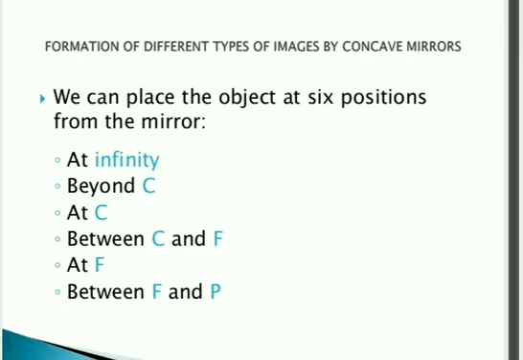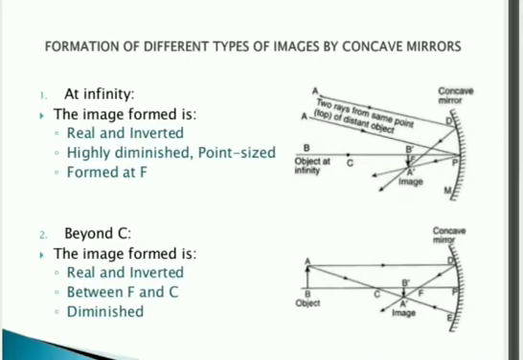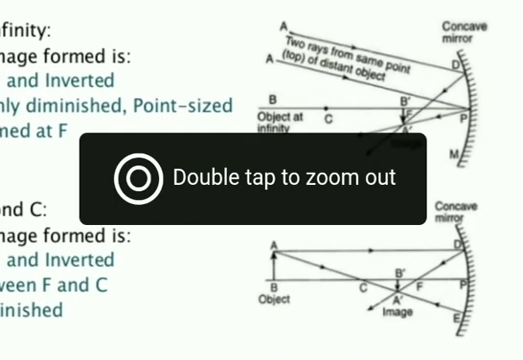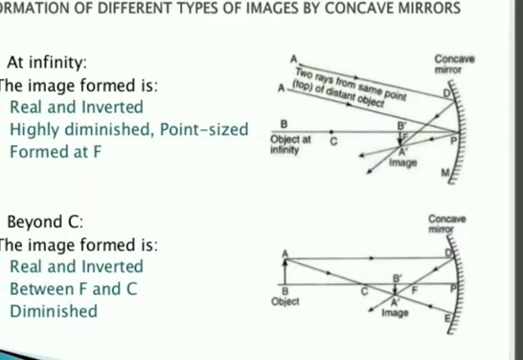In concave mirror, we will keep the object at 6 different places. First one is at infinity, then beyond C, then at C, between C and F, at F, and between F and P. These are the diagrams. When we keep the object at infinity, then we are going to get the image which is real and inverted, highly diminished, point size, and formed at F. What is F here? That is principal focus.